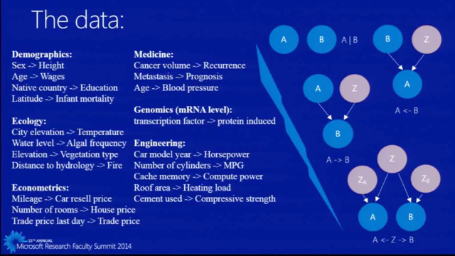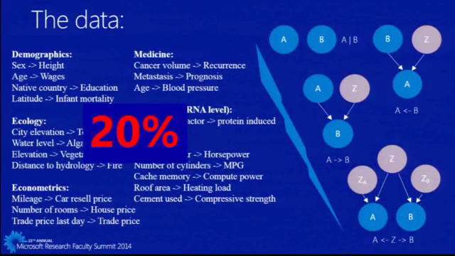And the data set was created from real data, where you had pairs of variables for which, with human expertise, we could determine with some degree of confidence that one was the cause of the other. For example, age and wages, city elevation and temperature, or in genomics, a transcription factor that triggers protein induction. And in addition to that, we had lots of artificially generated data that were created by taking real variables but putting them through known functions. So we had the truth value of the causal relationship. So we had 20% of the real data and 80% of the artificial data.